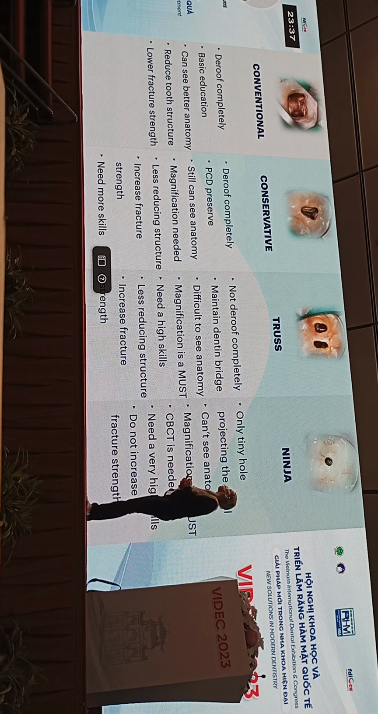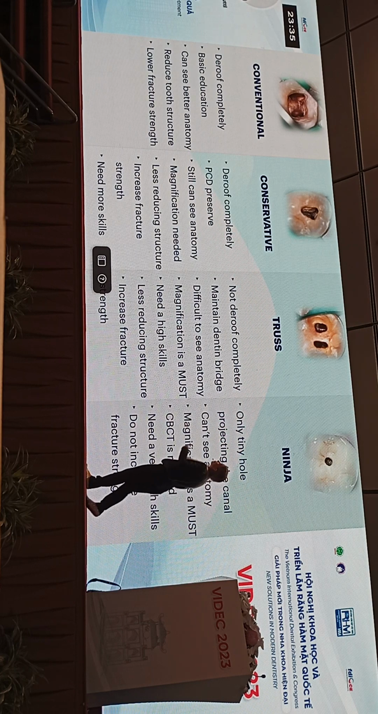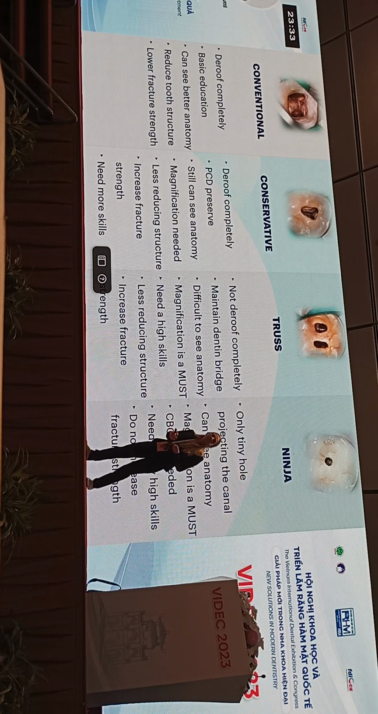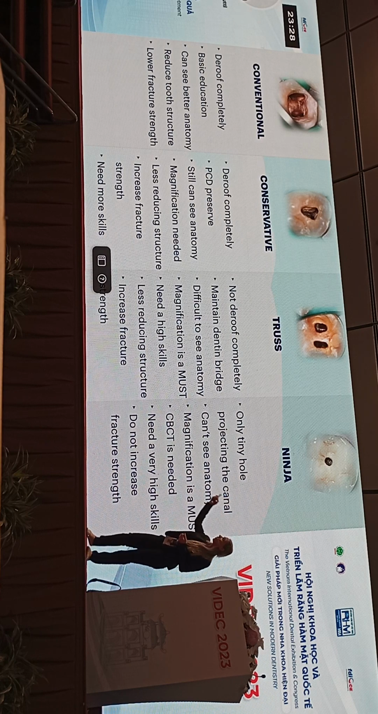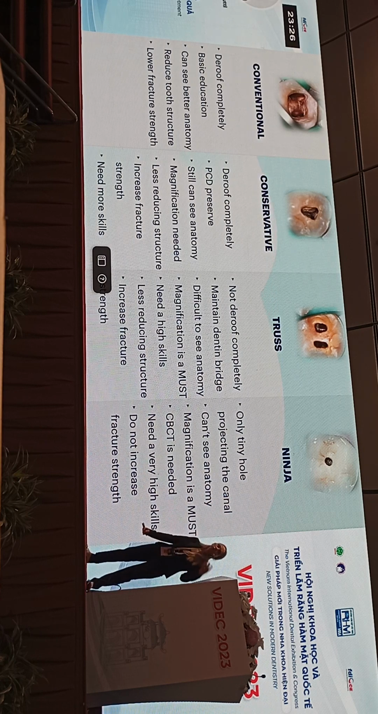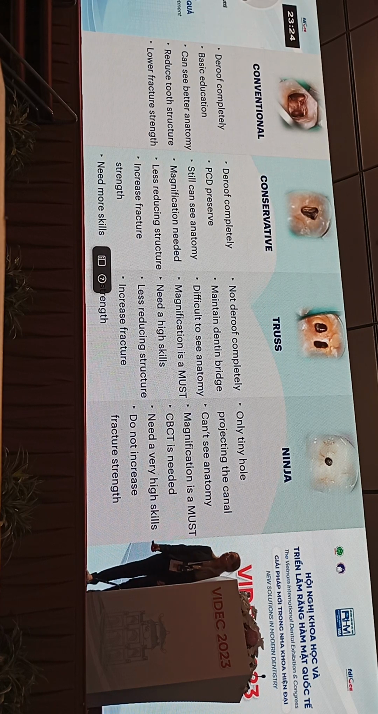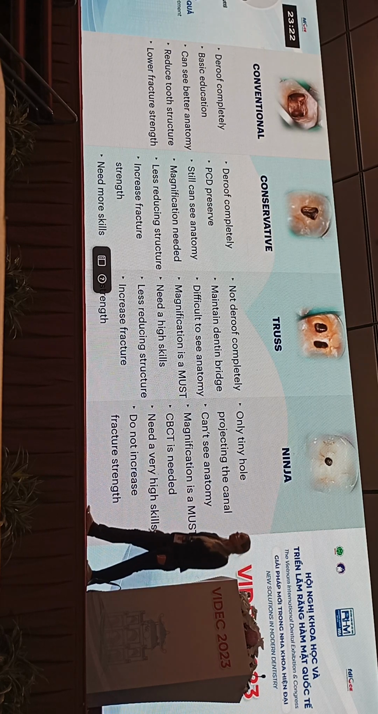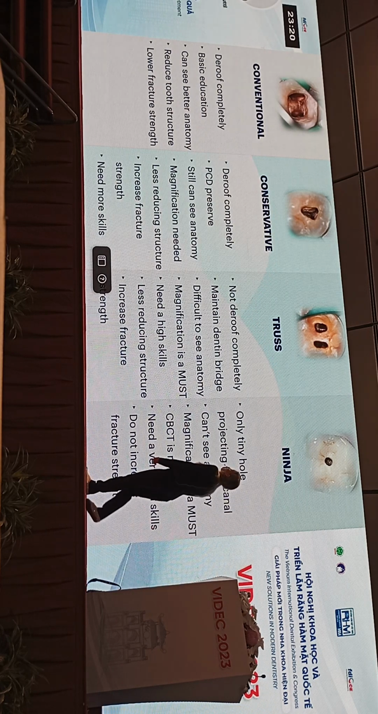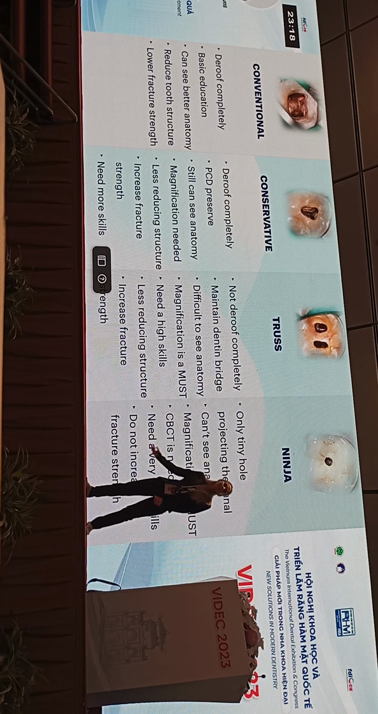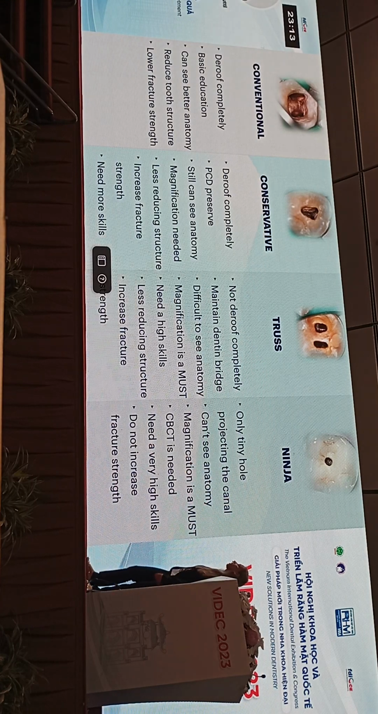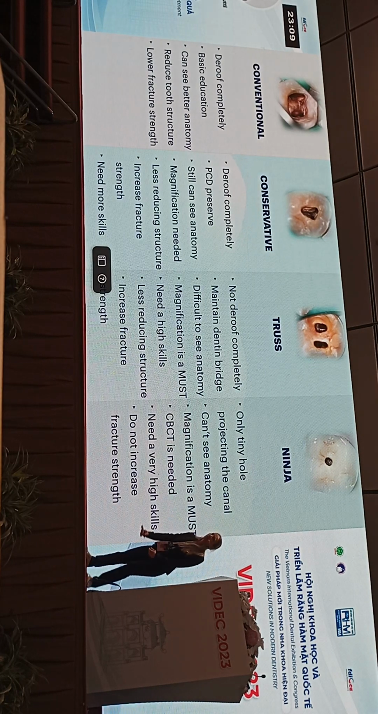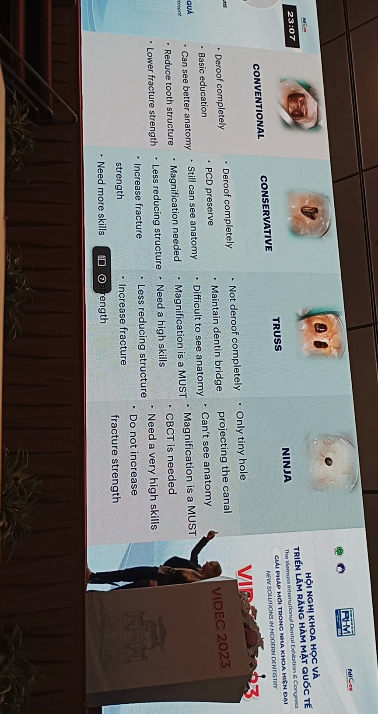But we want to be extremely skilled, and we want to show the world that we are good at endo, so we can try to make a truss access and preserve the dentin bridge. So we are not going to deroof completely the pulp chamber. We need magnification, we need high skills, and of course we save tooth structure. But if you want to be extremely like a show-off, you can do this.